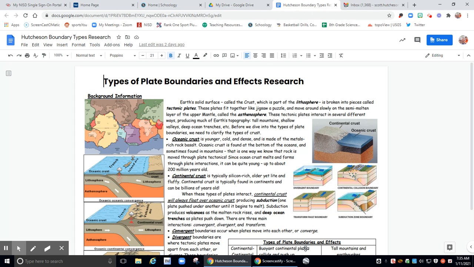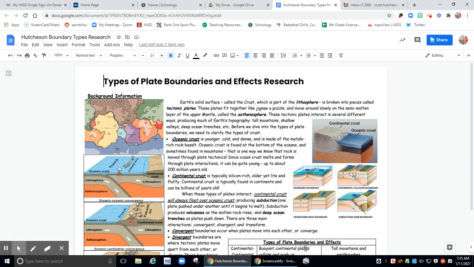Topography is the mountains, the valleys, the flatlands. It's basically the physical look of how the Earth is. Tall mountains, shallow valleys, deep ocean trenches, etc. But before we dive into the types of plate boundaries, we need to make sure that we understand that there are two different types of crust.